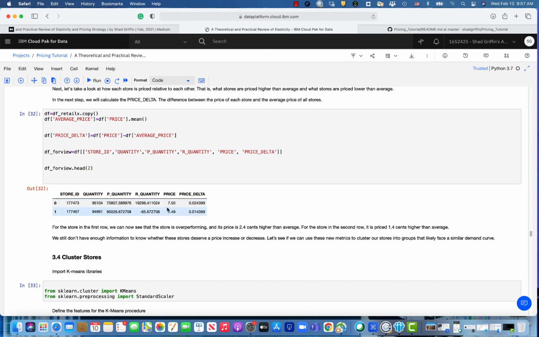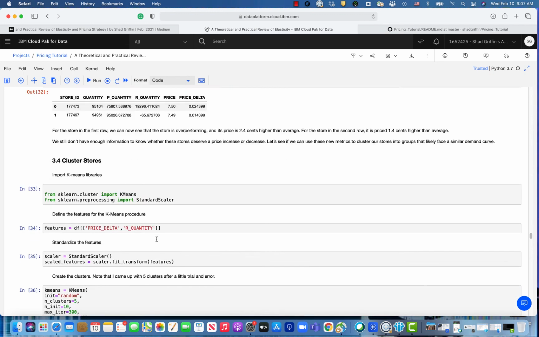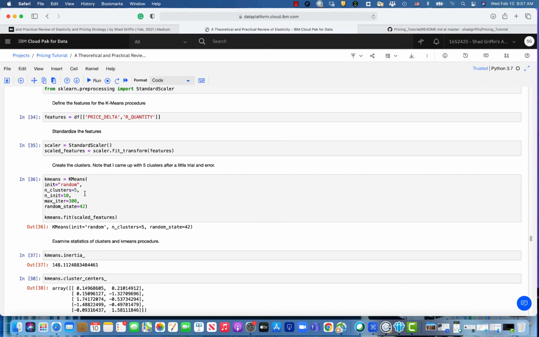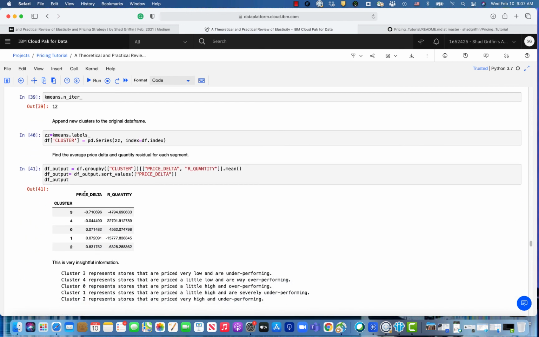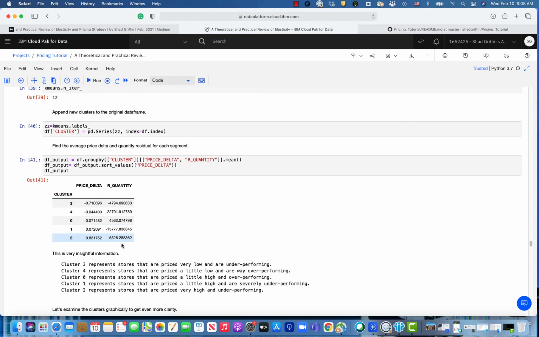I take those two variables and I cluster the stores, just using a k-means cluster. And I ended up with 5 different clusters. I actually experimented with several different cluster sizes, and 5 seemed to work the best. And then once I do that, I calculate the average price delta and the residual quantity for each store, based on my 5 clusters. And you can see it actually separates out pretty well.